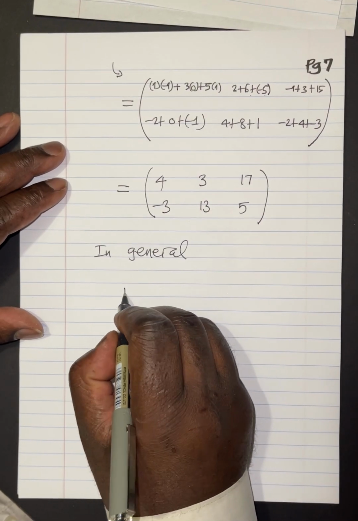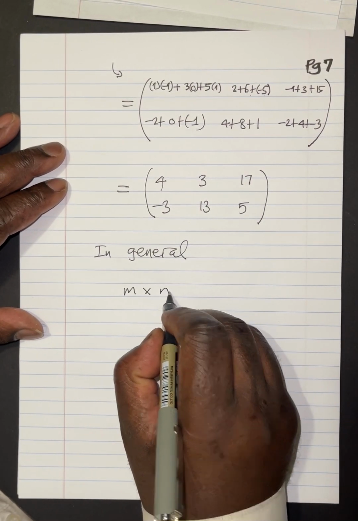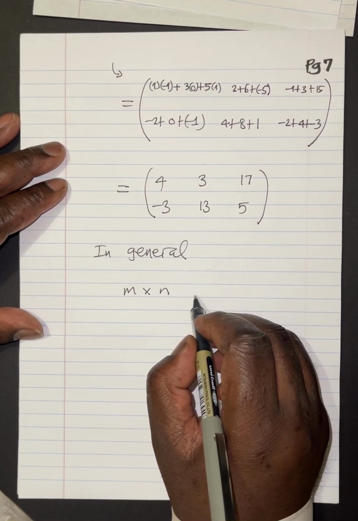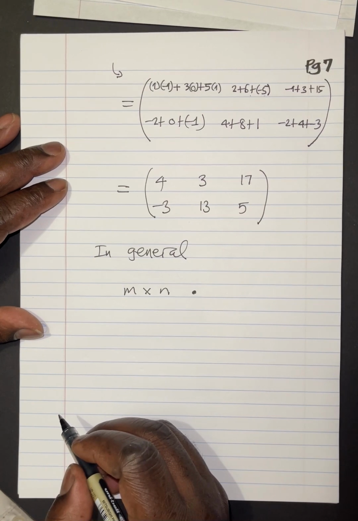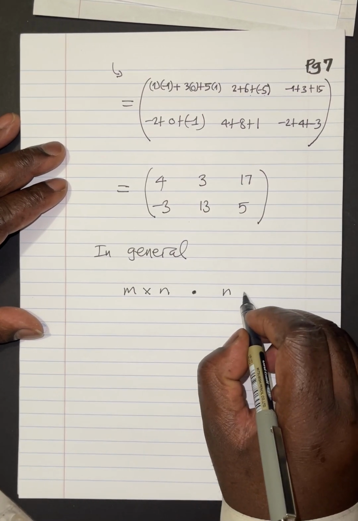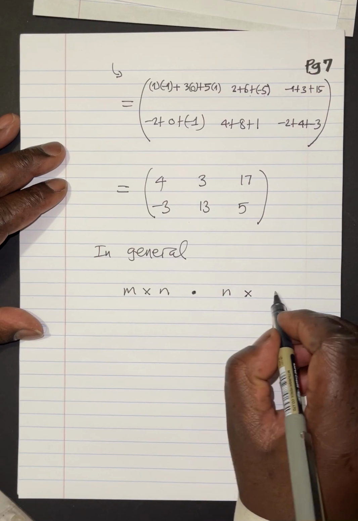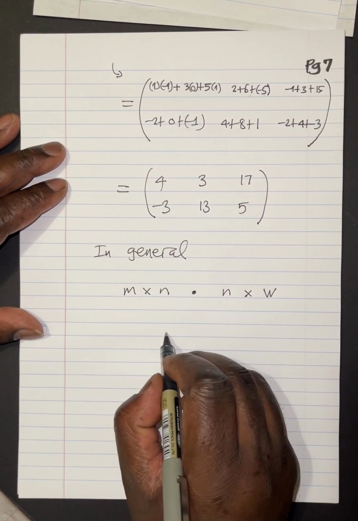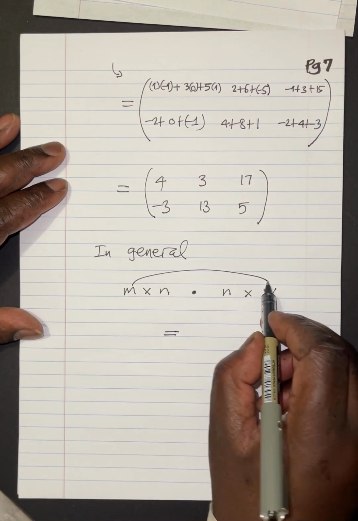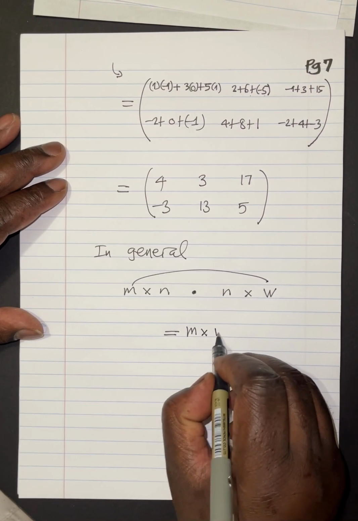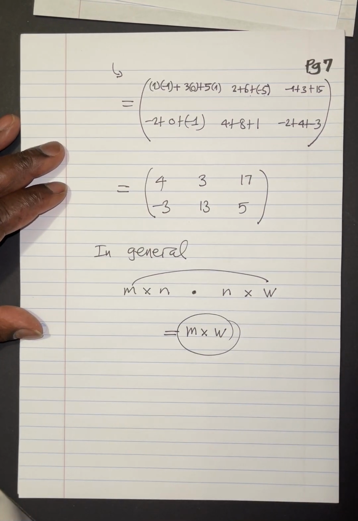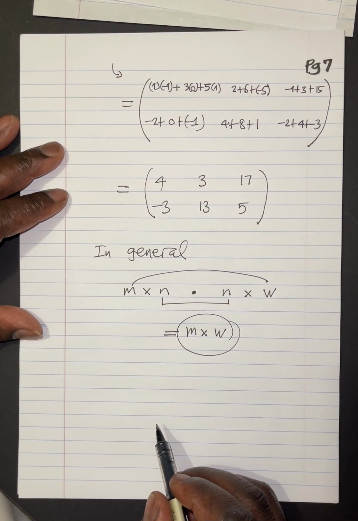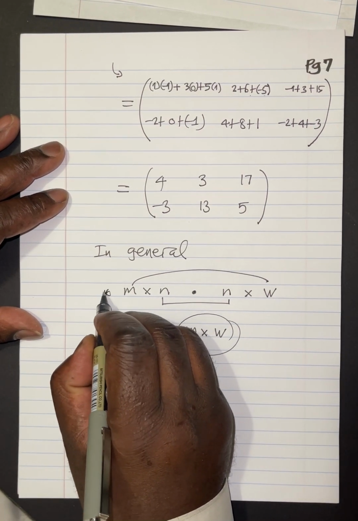if you have an M by N matrix, let me use that multiplication there. We're multiplying this, I'm going to use a dot for multiplication this time, by an N by K, or N by, let's say, W matrix. The resulting matrix is going to be an M by W matrix. This is the generalization. So when you're multiplying, this works because these numbers are the same.